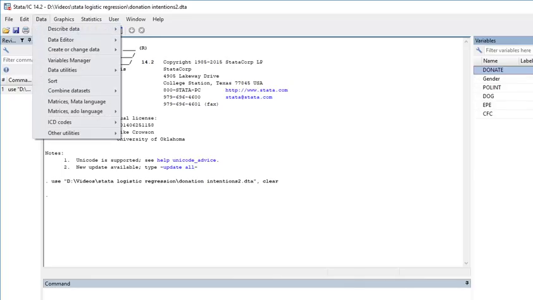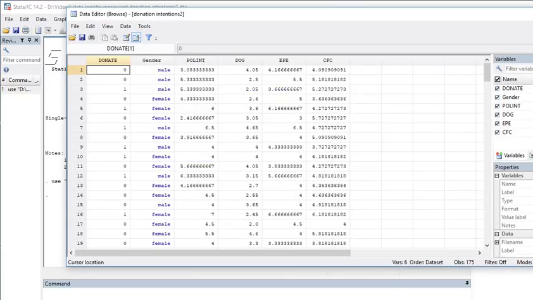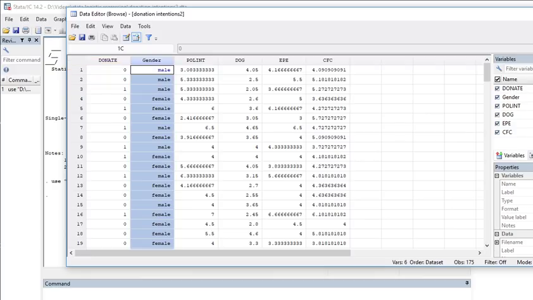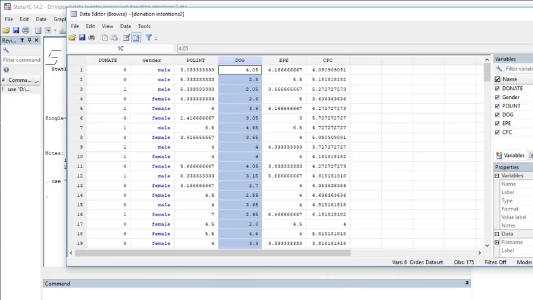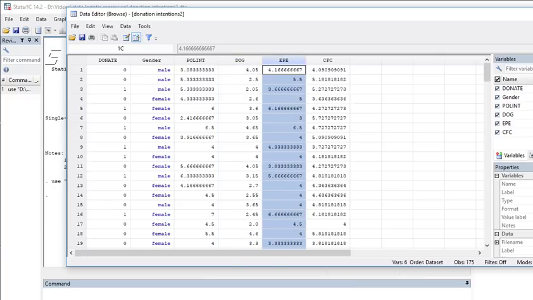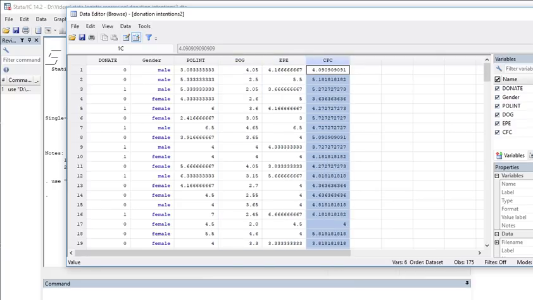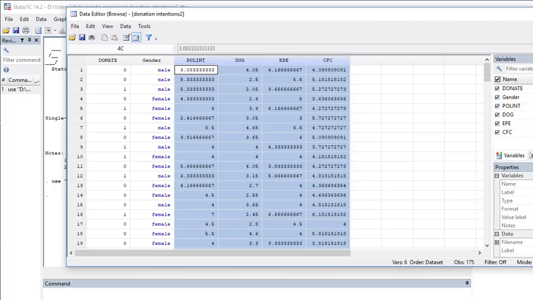And then we're also going to look to see whether donation intentions are a function of a set of predictors. So if we take a look in the data editor, you can see that we have the donate variable coded 0 for intend not to donate, 1 for intend to donate. For gender, we have codes of 0 for male, 1 for female, and then we have political interest, dogmatism, political efficacy, and consideration of future consequences. And these variables are all essentially treated as continuous.